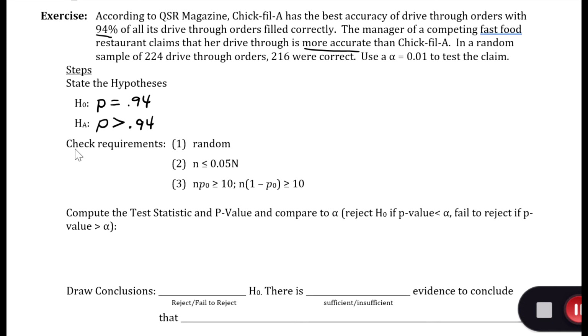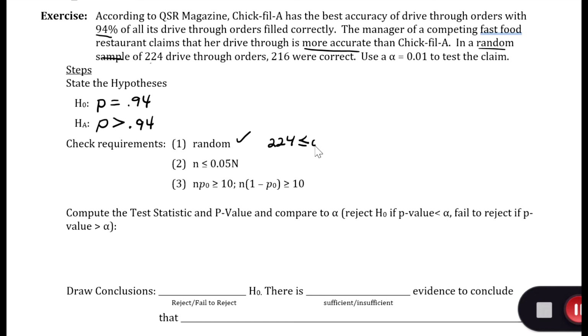Then the next step is to check our requirements. The first requirement is that it's random. It actually states it's a random sample, so that is satisfied. The second criterion is that the sample size is less than or equal to 5% of the population size. So we have our sample size, which is 224.